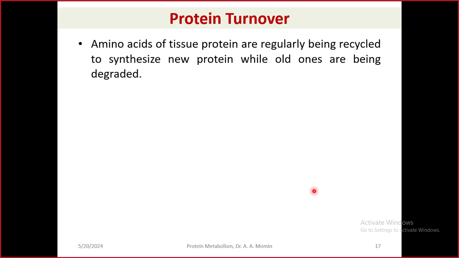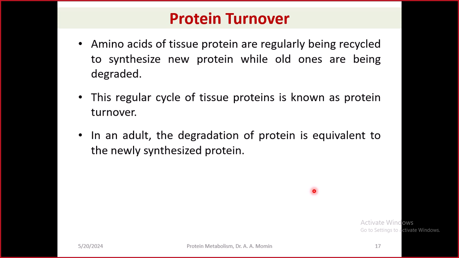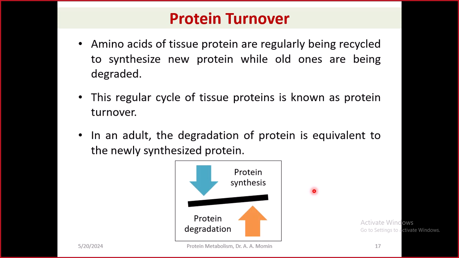The protein turnover: the breakdown of protein in our body is almost equivalent to the generation of new protein. So synthesis is equal to breakdown, and this balance is called protein turnover. In any given adult, protein synthesis is almost equal to protein breakdown. So protein turnover is protein synthesis almost equal to protein breakdown. The condition is called equilibrium.